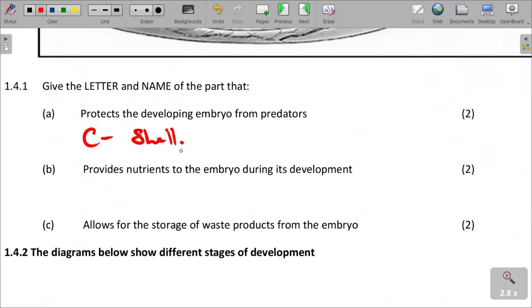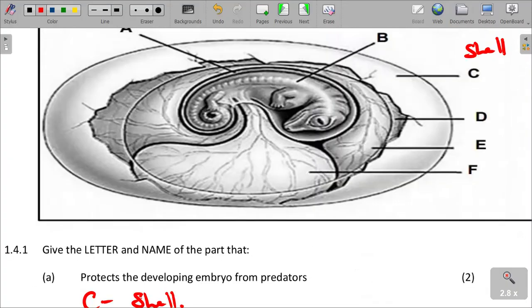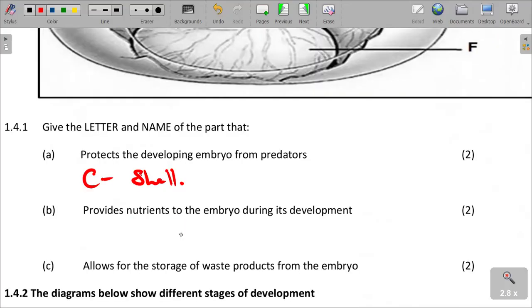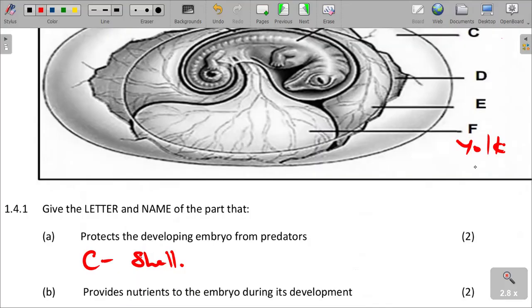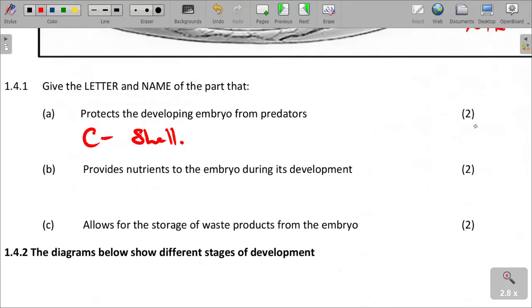And then provides nutrients for the embryo during its development. Nutrients are provided by the egg yolk. So the egg yolk provides the what? The egg yolk is there to provide nutrition to feed the developing young one. Provides nutrients to the embryo during development. So it is F, which is the yolk.